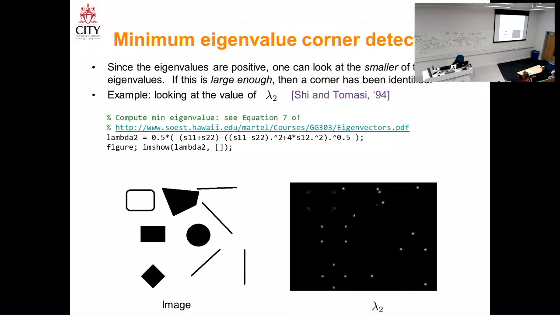Here what I'm doing is I've got an image. It's kind of a synthetic image I made in Microsoft Paint. Then I computed the eigenvalues, and here I'm showing the second eigenvalue. And hopefully you can see it's got a strong response at points that really do correspond to corners. So this thing actually works.